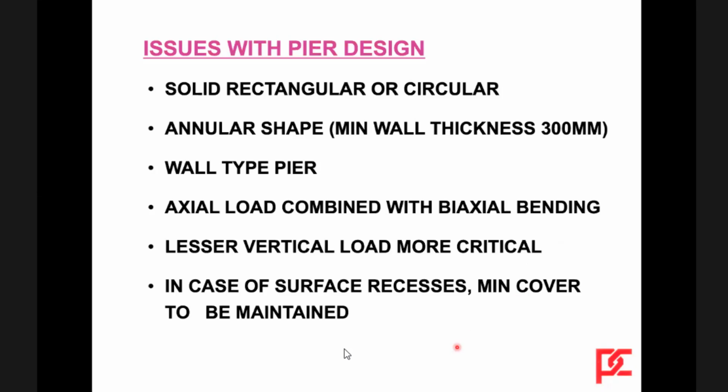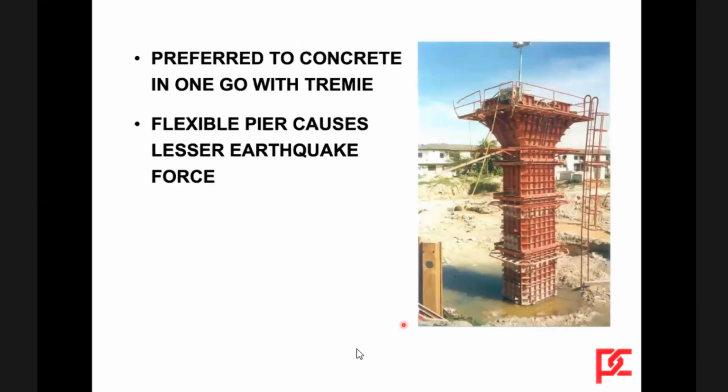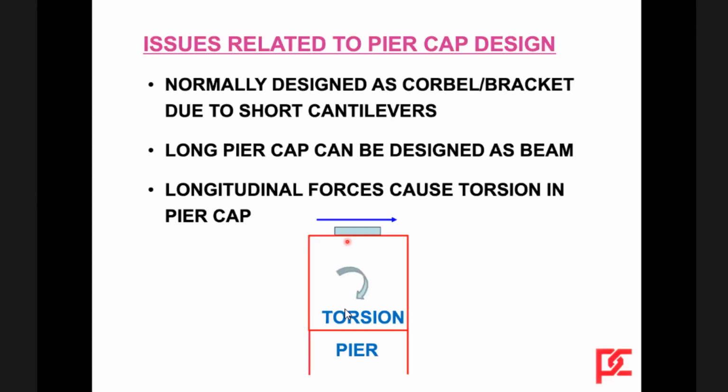In case of surface recesses, minimum cover is to be maintained. Nowadays it is preferred for the concreting of the pier to be done in one go using tremie pipes like this, what is shown here. The whole thing is done in one go. And if you go for flexible piers, it causes less earthquake forces.